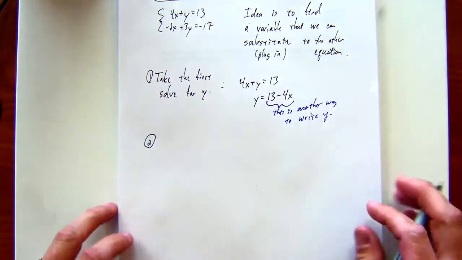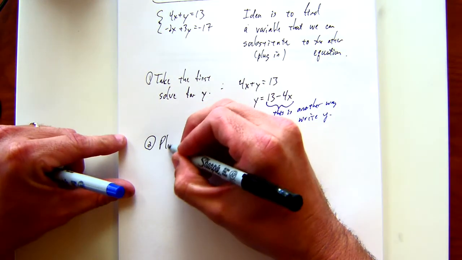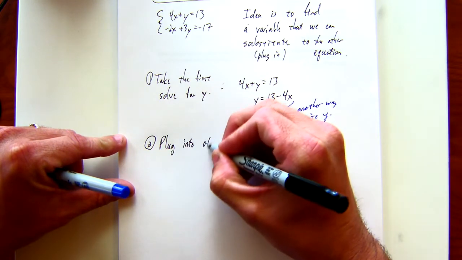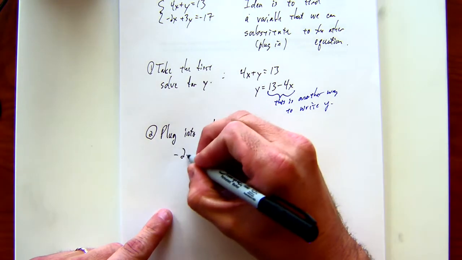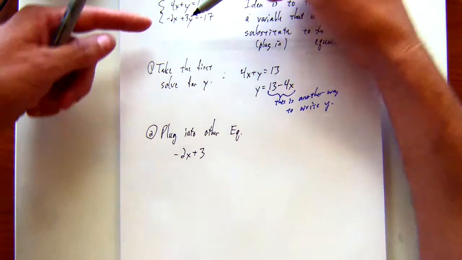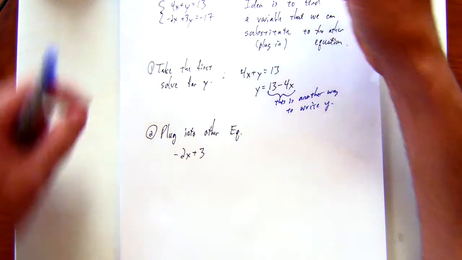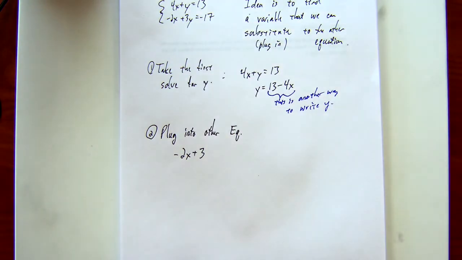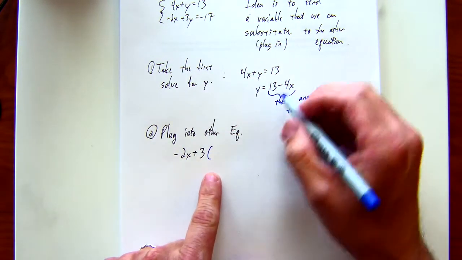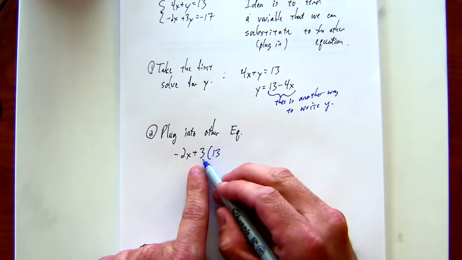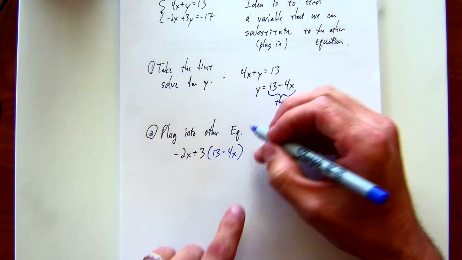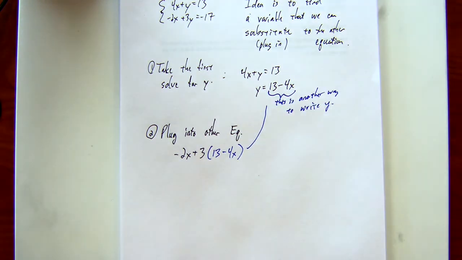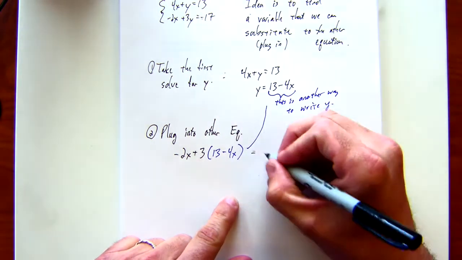So step 2 is we want to plug this into the other equation. Plug into the other equation. Okay, so I'm going to write negative 2x plus 3. All that is coming from the second equation up here. But this y is going to be what? Right, and you want to remember to put this in parentheses because this 3 will be distributed across the whole thing. 13 minus 4x. That comes from this y. And then I need to remember this is equal to a negative 17.